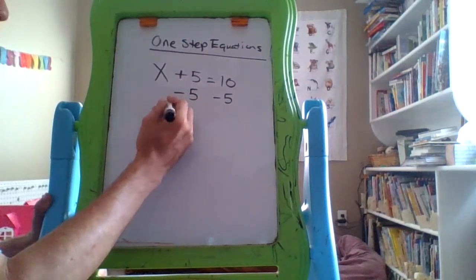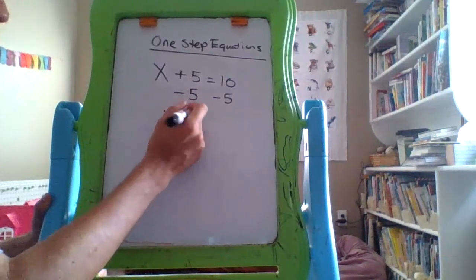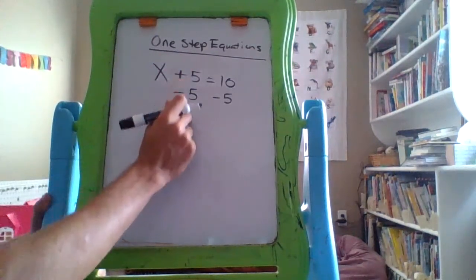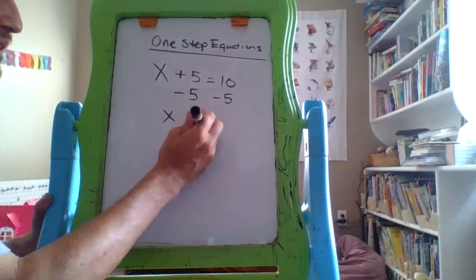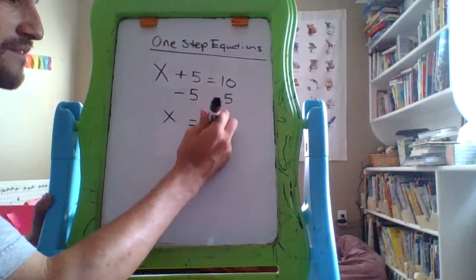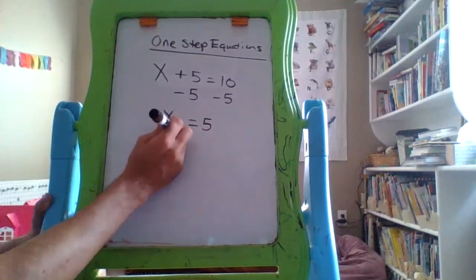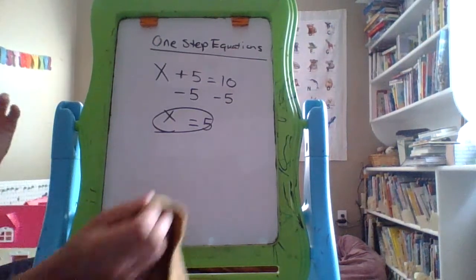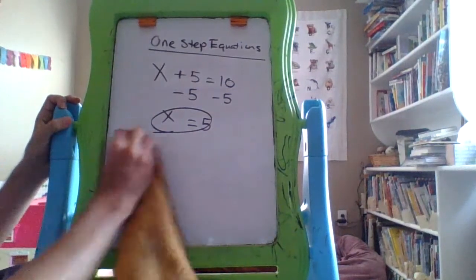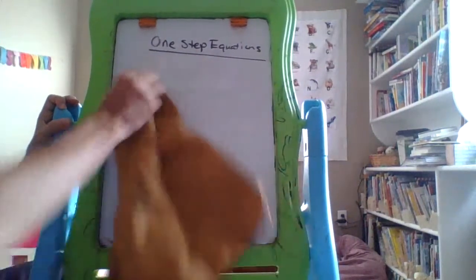And what happens is we get x, positive 5 minus 5 is 0, x plus 0 is just x, so I don't need to write that. And then you have 10 minus 5, and that is the number 5. So 5 is our answer for solving a one-step equation. So that is the first one-step equation that we're going to have solved. So let's erase that and do another one.